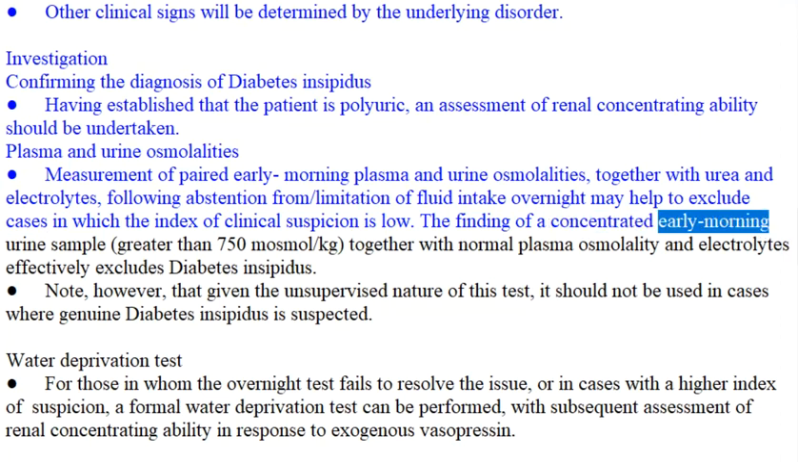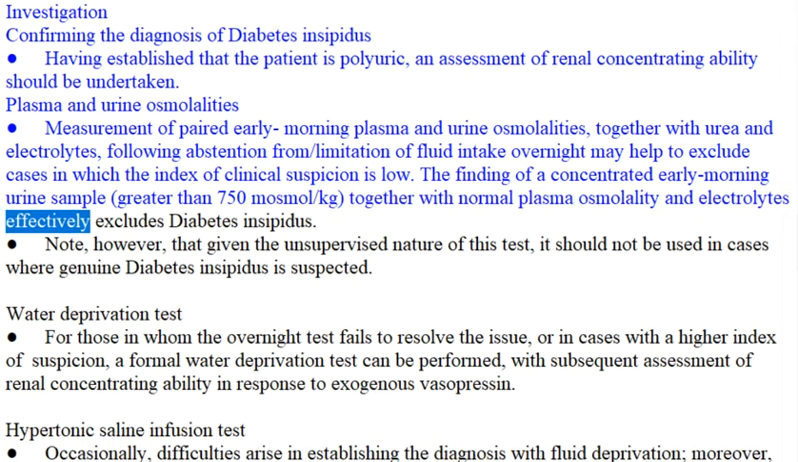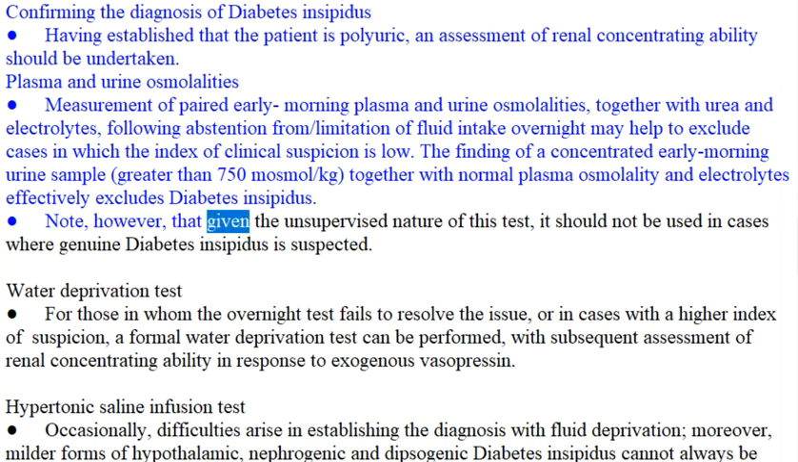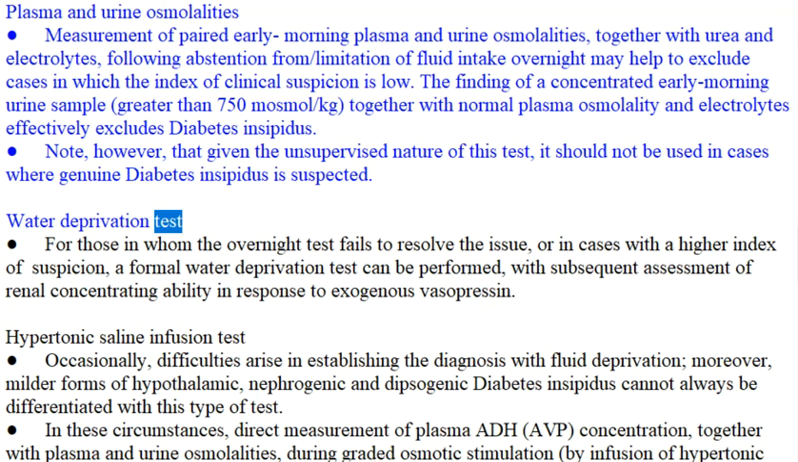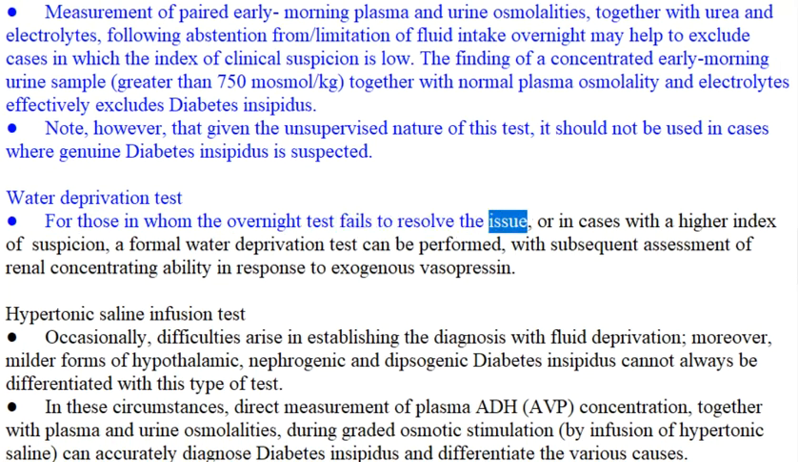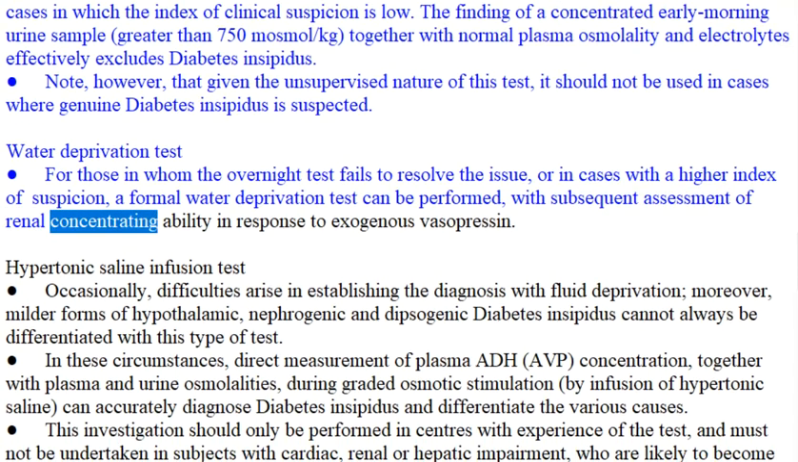The finding of a concentrated early morning urine sample, greater than 750 mmol/kg, together with normal plasma osmolality and electrolytes effectively excludes diabetes insipidus. Note, however, that given the unsupervised nature of this test, it should not be used in cases where genuine diabetes insipidus is suspected. Water deprivation test. For those in whom the overnight test fails to resolve the issue, or in cases with a higher index of suspicion, a formal water deprivation test can be performed, with subsequent assessment of renal concentrating ability in response to exogenous vasopressin.